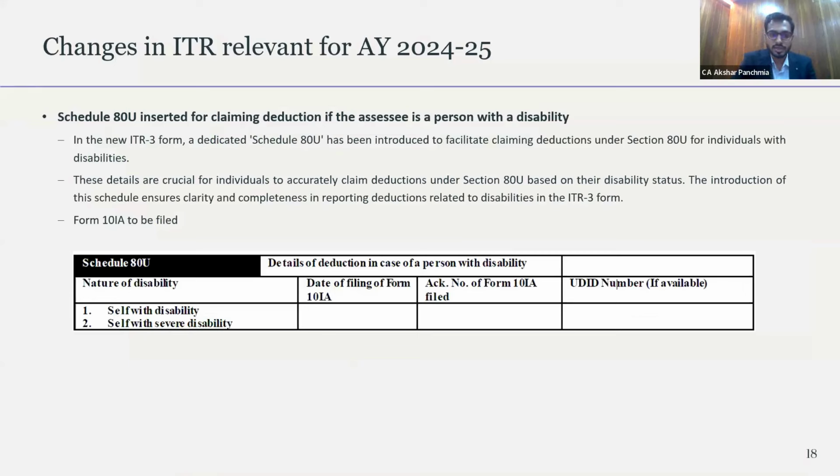So in the schedule, there's a new schedule for 80U for persons with disabilities, where a specific form, that is 10IA, is to be filed and mentioned in order to take the benefit of section 80U, and the details of said form have to be filed over here. UDID number is a unique disability identification number, which is given by the Department of Empowerment of Persons with Disabilities. It can be found over there, and if such number is not available, it is optional anyway.